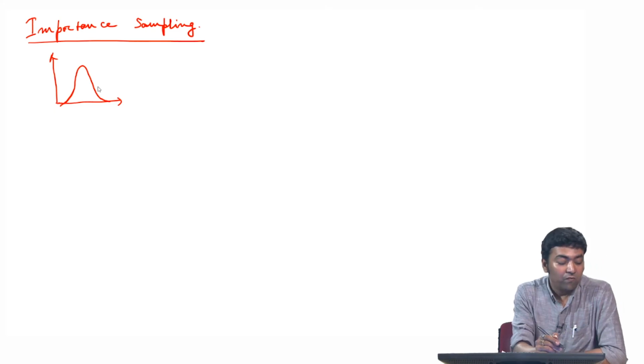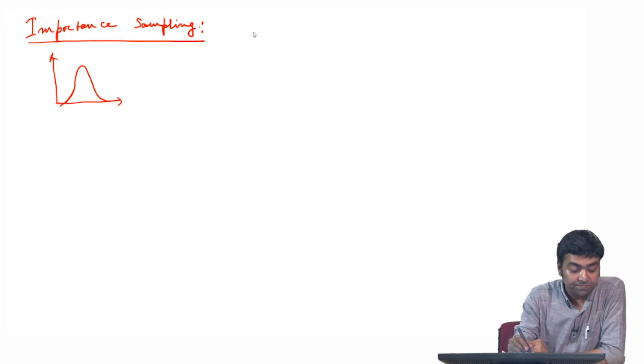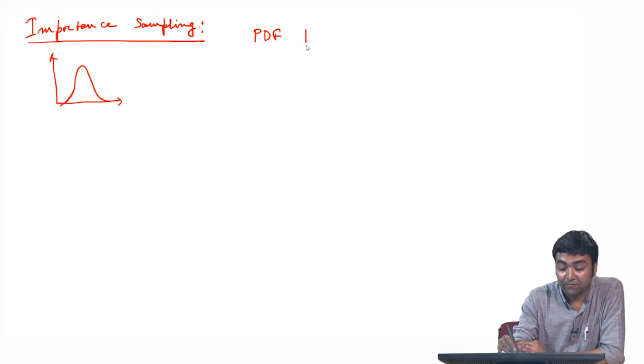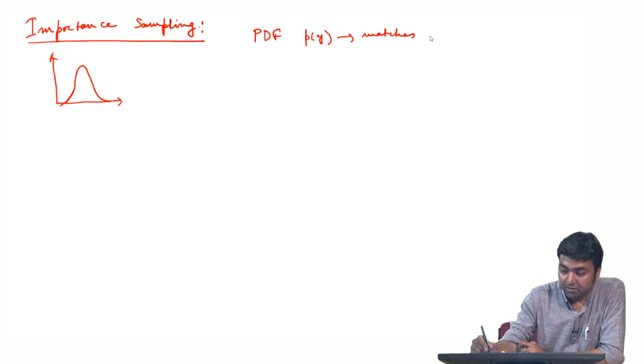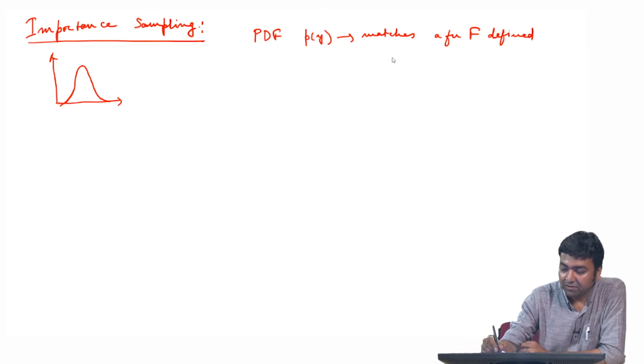How one changes the shape of the sampling is done in the following way. Suppose we have a probability distribution function p(y) which matches a function f, which is defined in the region a and b.